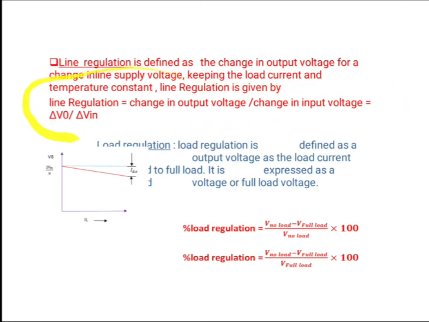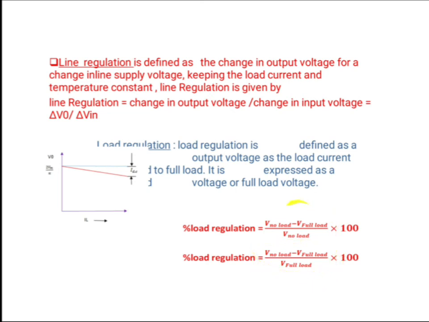The formula is line regulation equals change in output voltage divided by change in input voltage, that is del V0 by del Vi. Now load regulation is defined as no load voltage minus full load voltage divided by no load voltage, into 100, or otherwise it can be defined as no load voltage minus full load voltage divided by full load voltage.